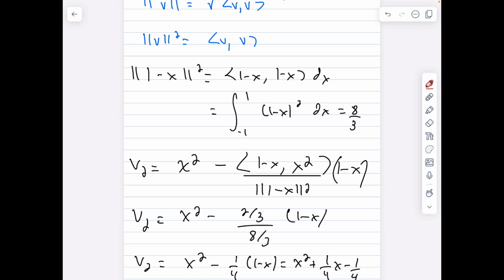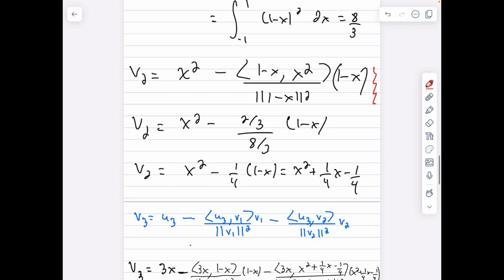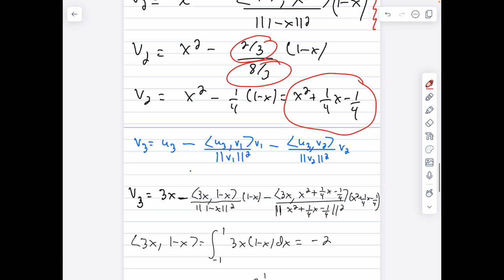And just writing here, this is being redundant, but just following along with the formula, writing it down again. I plugged in my values that I got for those inner products, 2/3 and 8/3, and did some arithmetic, and this is what my V2 came out to. So you get x squared plus 1/4 x minus 1/4, and that would be my V2.